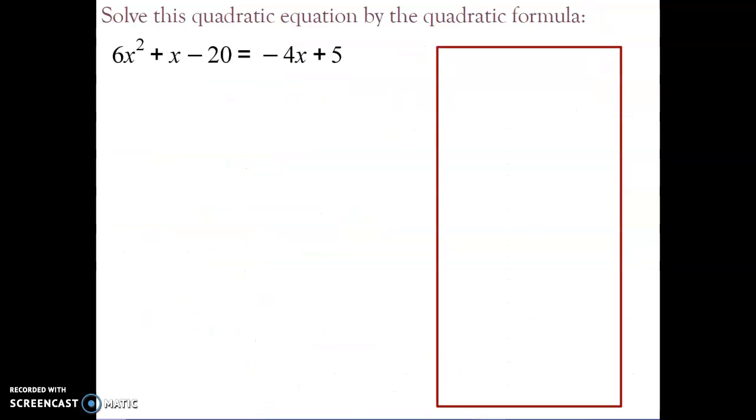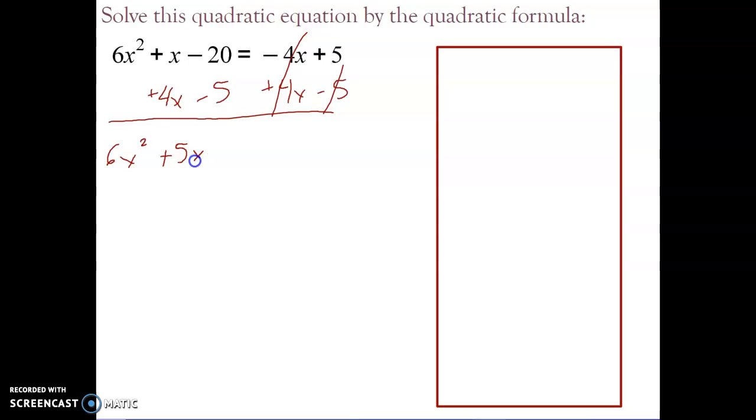Okay, last one. Let's look at this one. 6x squared plus x minus 20 equals negative 4x plus 5. What's the first step? Right, I need to get it equal to 0. So I'm going to do the opposite of both of these. Move everything over onto the left-hand side. So 6x squared plus 5x minus 25. Working to get my like terms put together. Okay, now let's see if we can figure out what A, B, and C are. So A is 6, B is 5, C is negative 25.